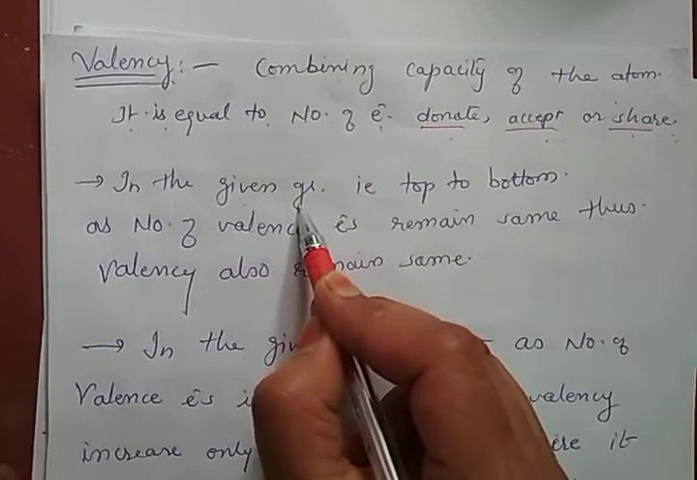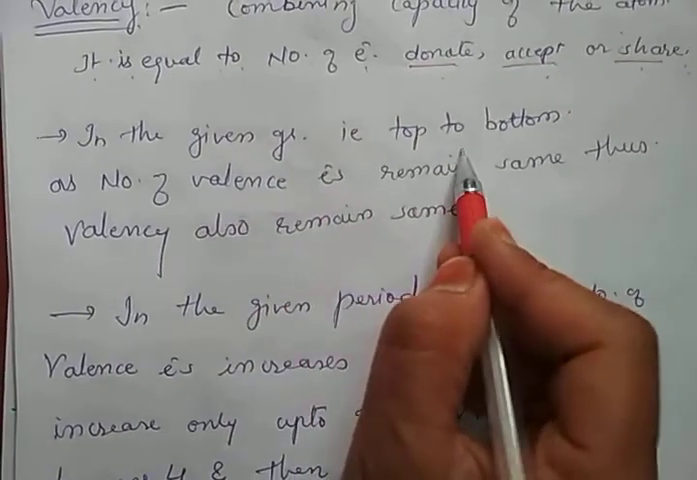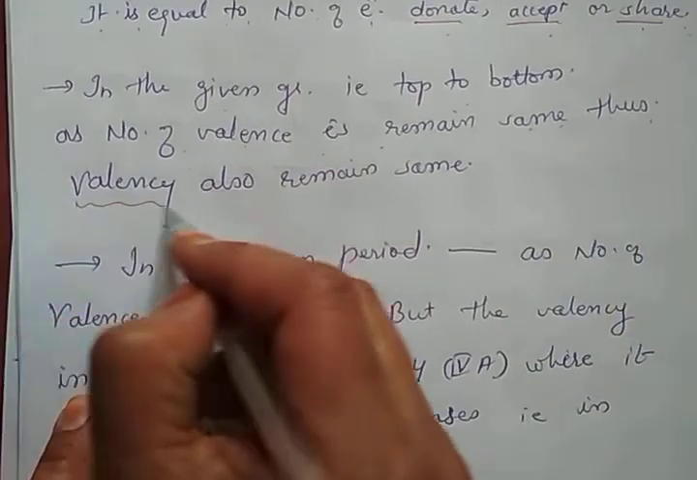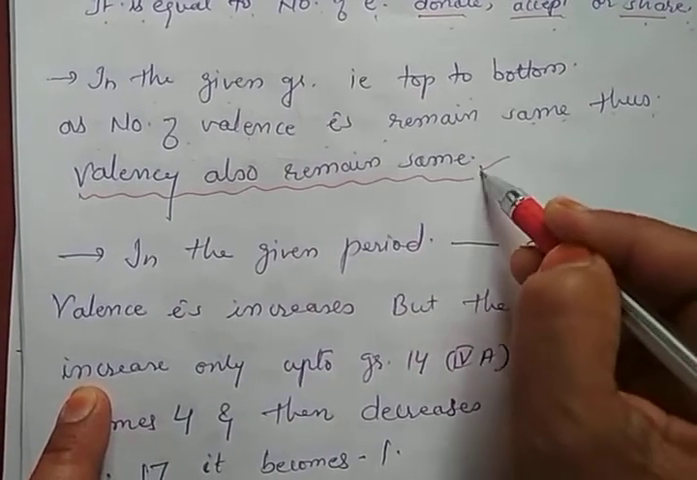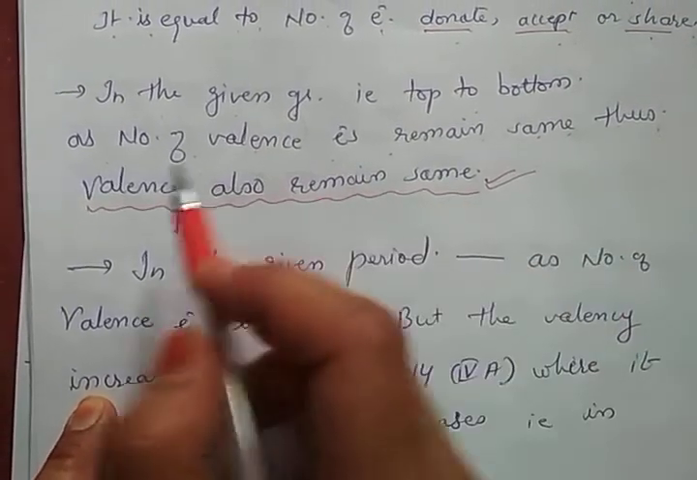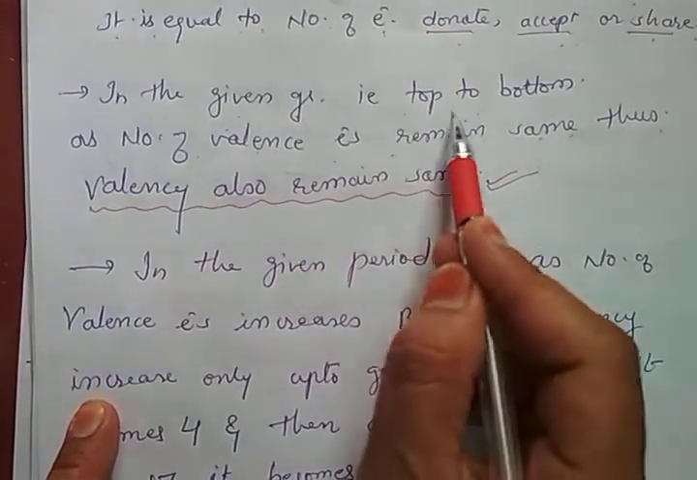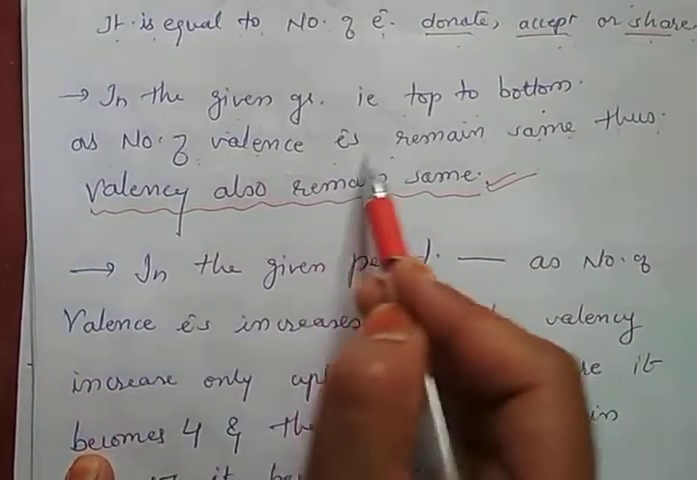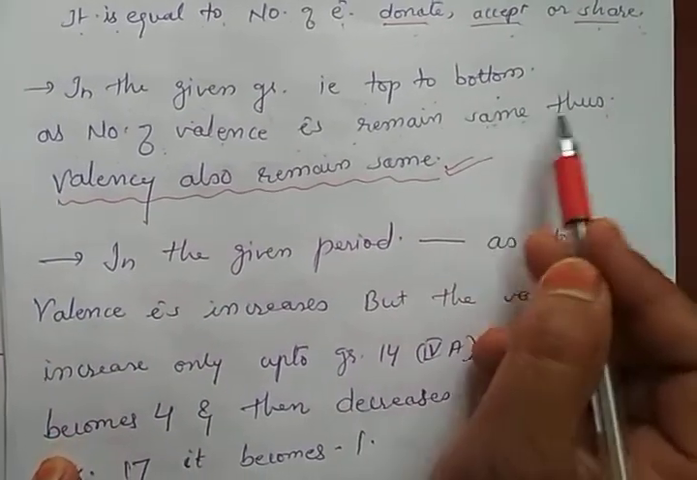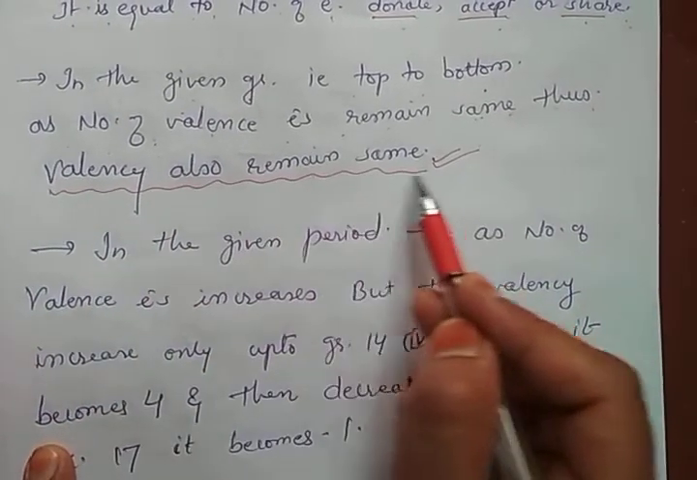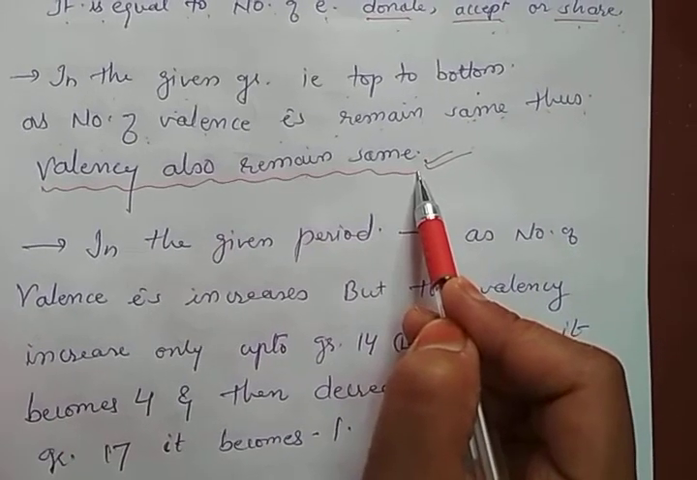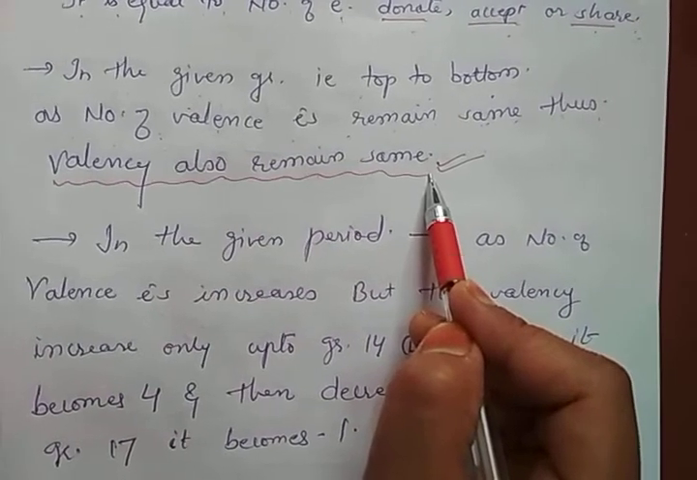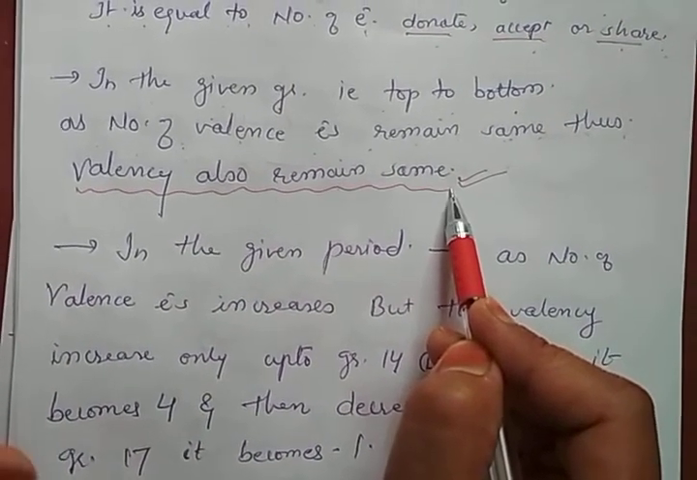In a given group, that is from top to bottom, as the number of valence electrons remains the same, valency also remains the same. Please remember carefully that in a group from top to bottom, if you consider the elements, the number of valence electrons remains the same. Thus, the valency also remains the same. It means the elements present in a particular group all have the same properties. Why? Because they have the same valence electronic configuration.